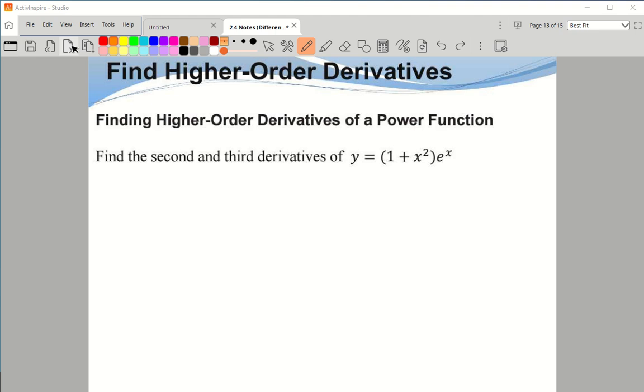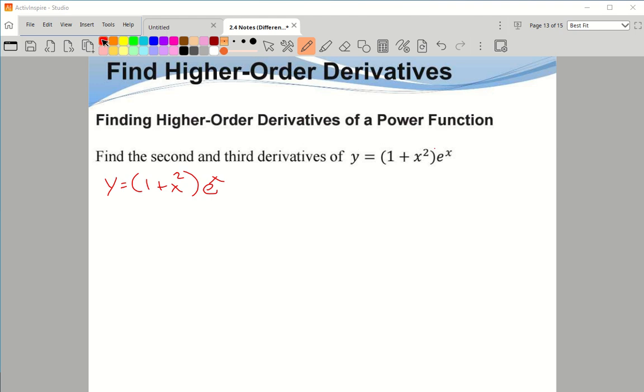Second and third derivatives of this. Ooh. Now, first, I'm going to write my function y equals. Did we already do this one? Say yes. What rule is this? Is this two things being multiplied together? Yes, it is two things being multiplied together.